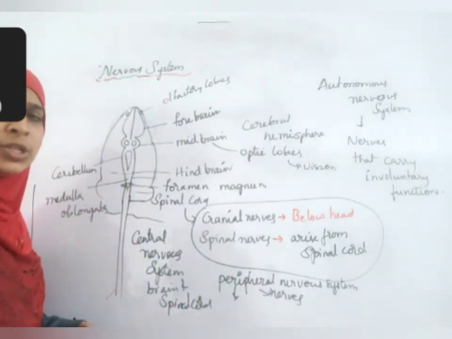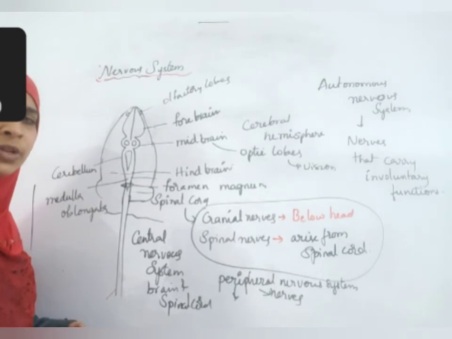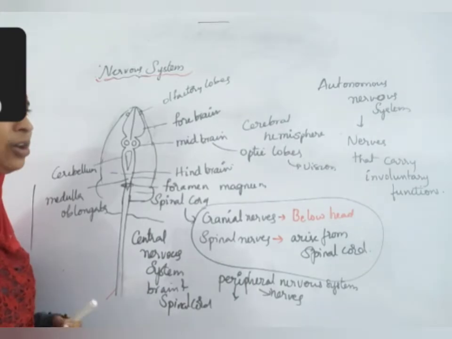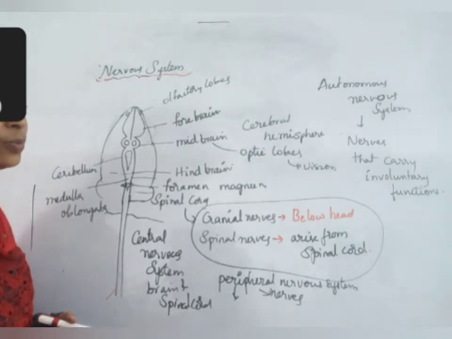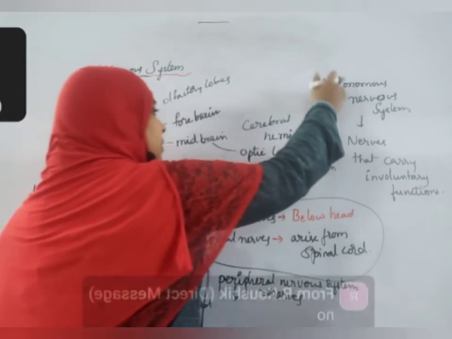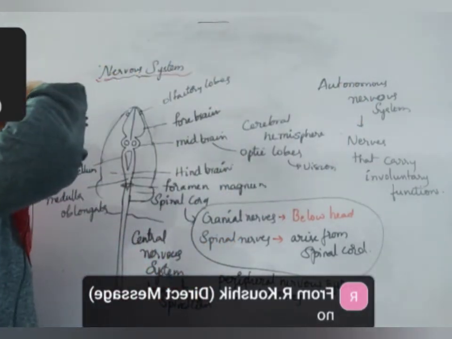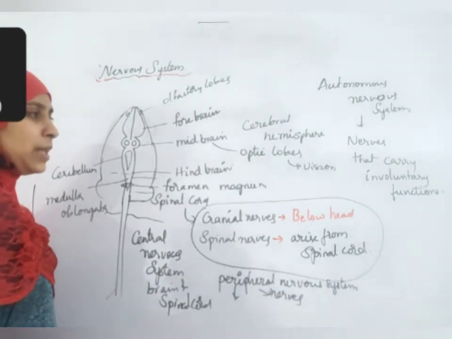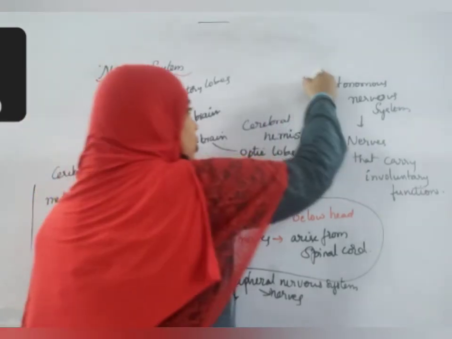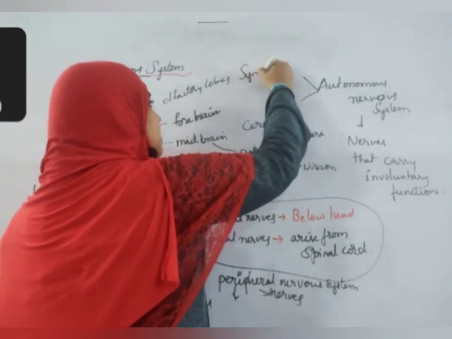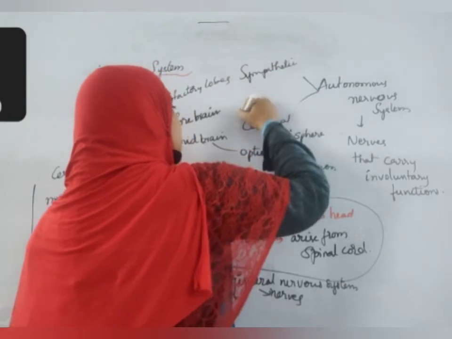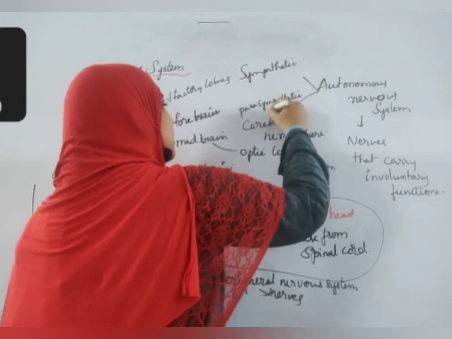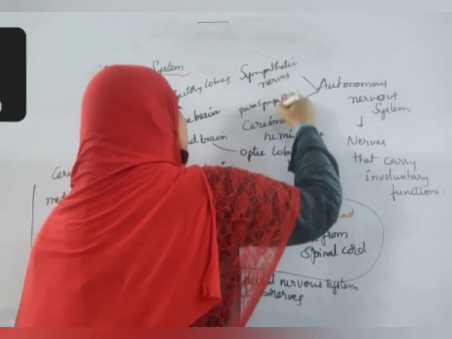Suppose take digestive system. Will you ask digestive system to start functioning or stop functioning? Will you ask kidneys to start functioning, stop functioning? They are all involuntary. All the nerves that are distributed to this type of parts come under autonomous nervous system. Again, autonomous nervous system is divided into sympathetic and parasympathetic nervous system, sympathetic nerves and parasympathetic nerves.